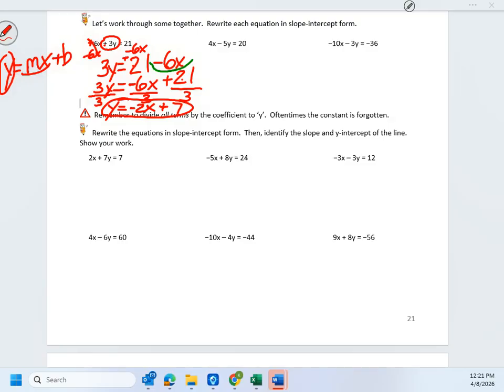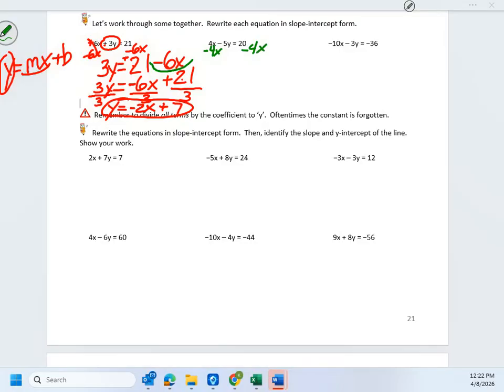Okay, let's do another one. 4x minus 5y equals 20. What's my first step? Henry? Move x to the other side using opposite operation. So how would I do that, Henry? Since it's a positive 4, you need to subtract 4x from both sides. Yeah, I need to subtract 4x from both sides.